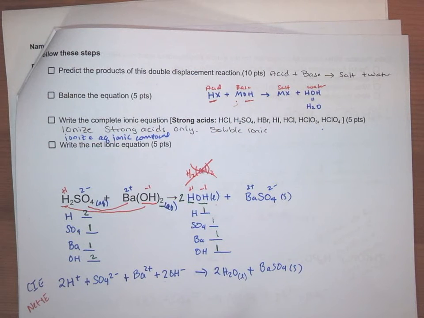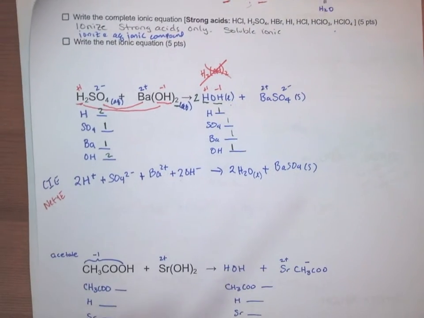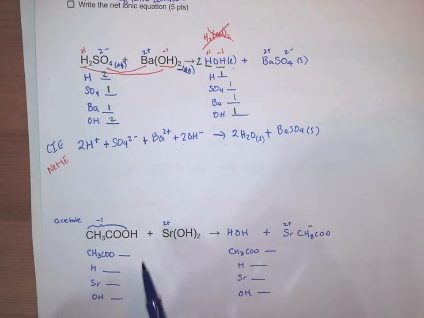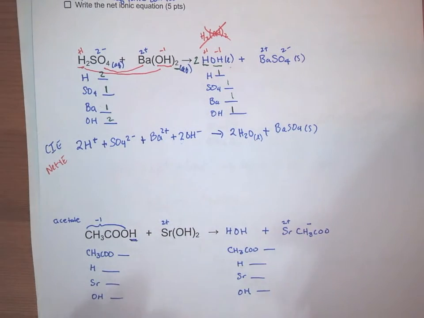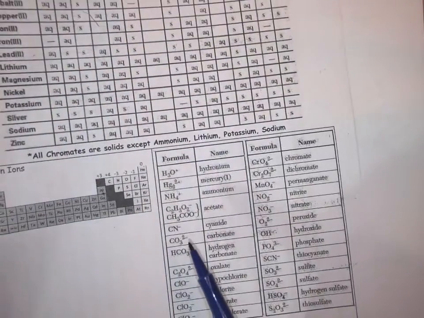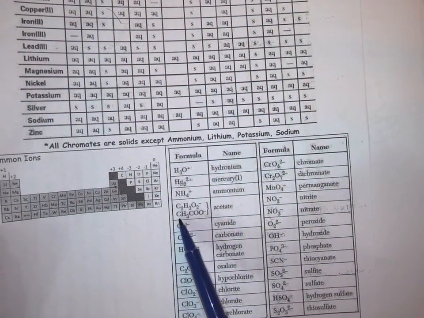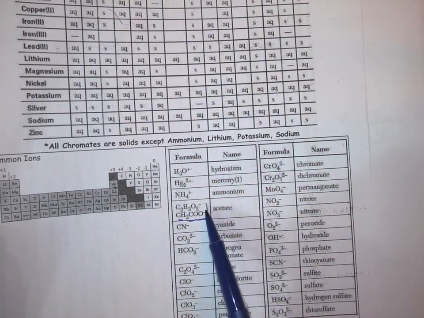All right, let's look at our last example now. This is acetic acid. Acetic acid is one of the weak acids. And the thing to remember about acetic acid is that the acidic hydrogen is written at the end, not in the front. So when we're doing our switching, we have acetate, which by the way is one of your polyatomics, CH3COO minus. That's acetate.